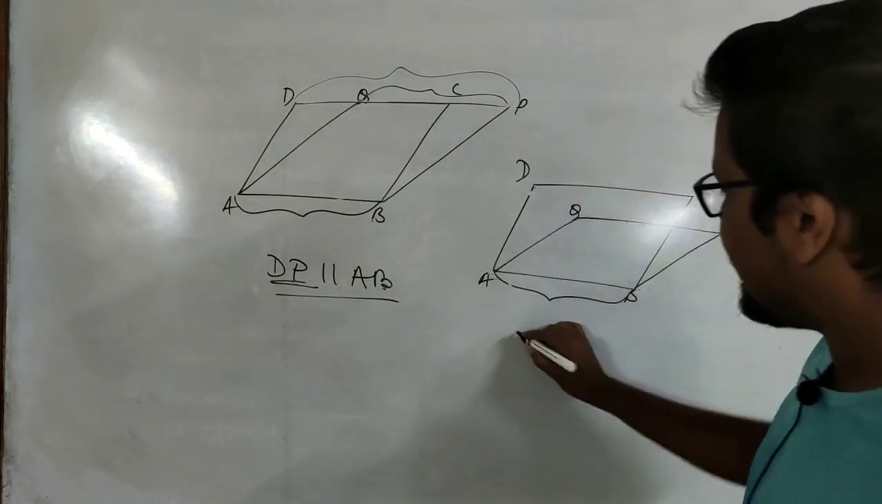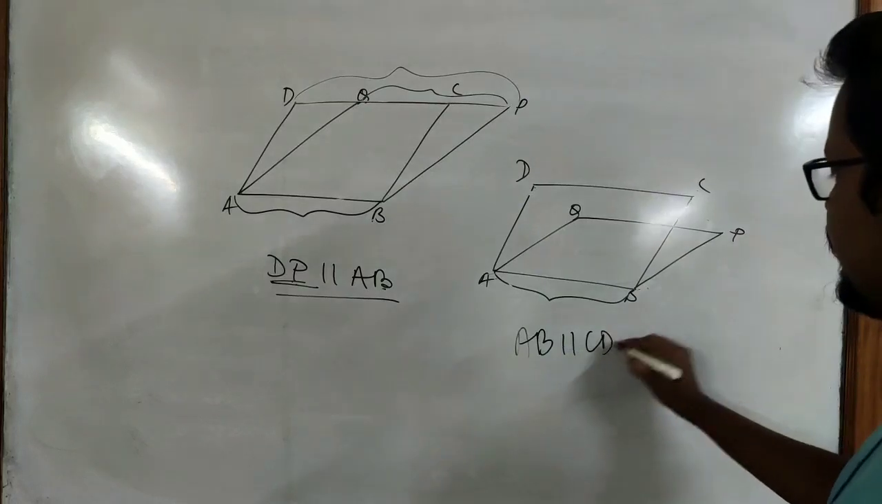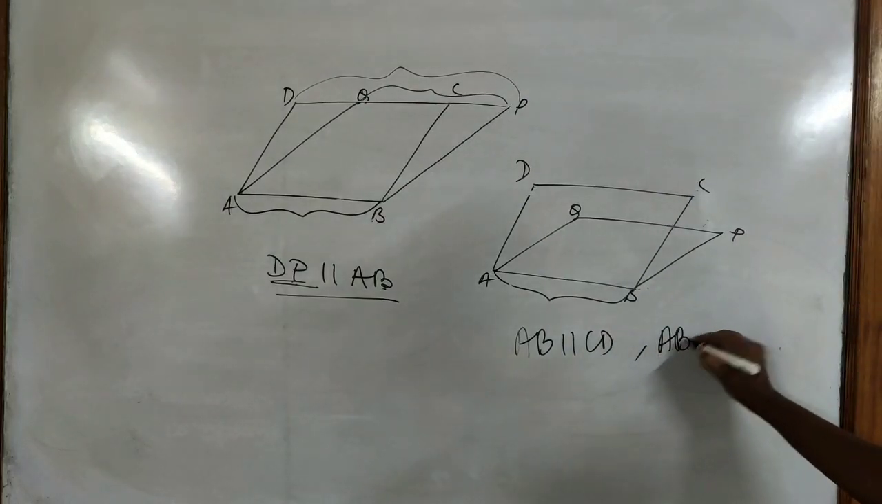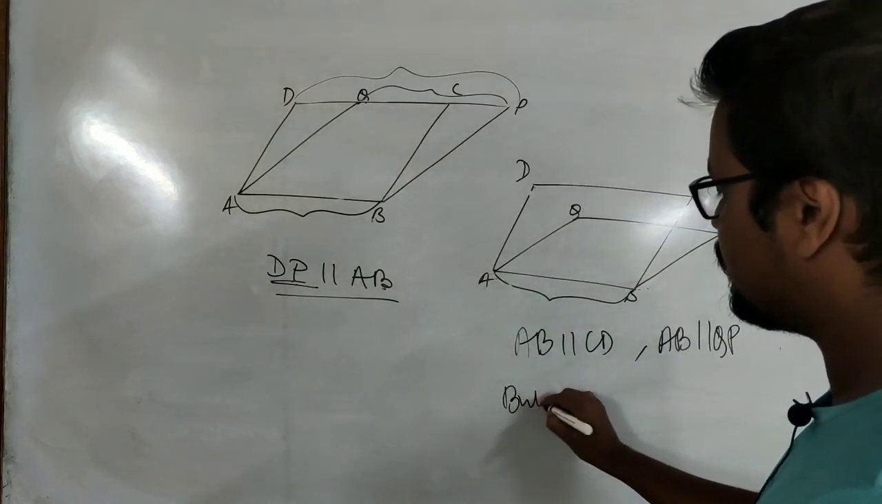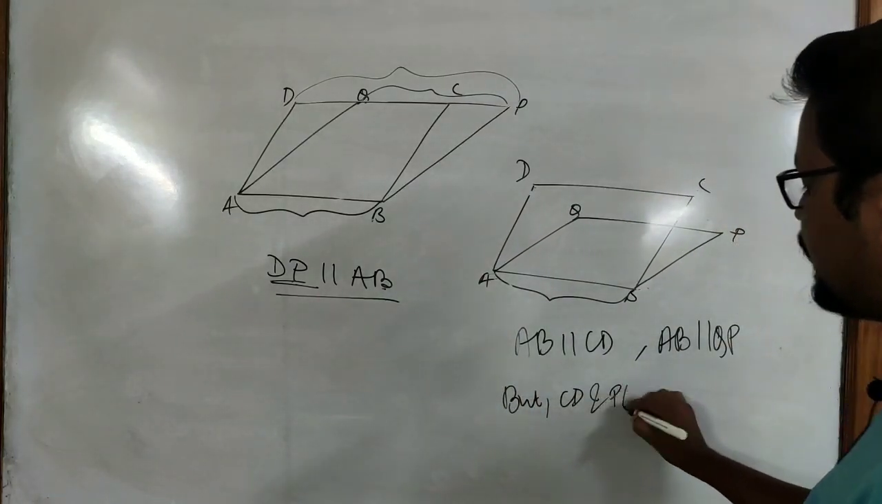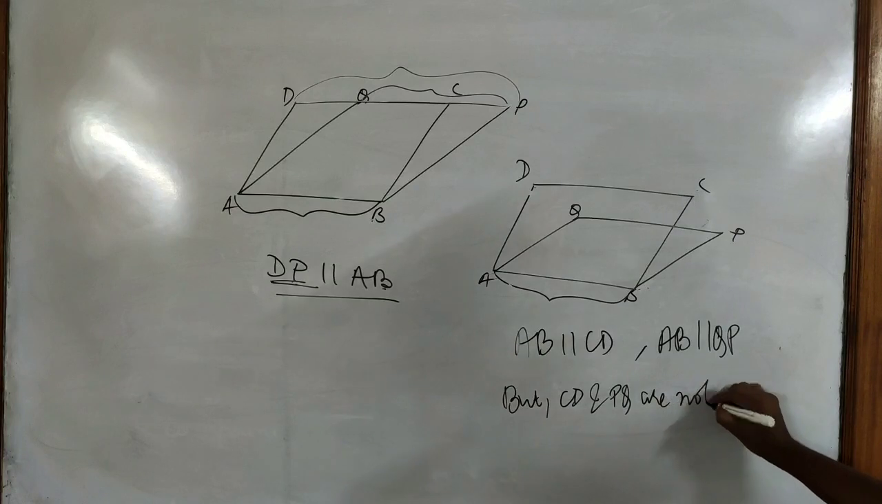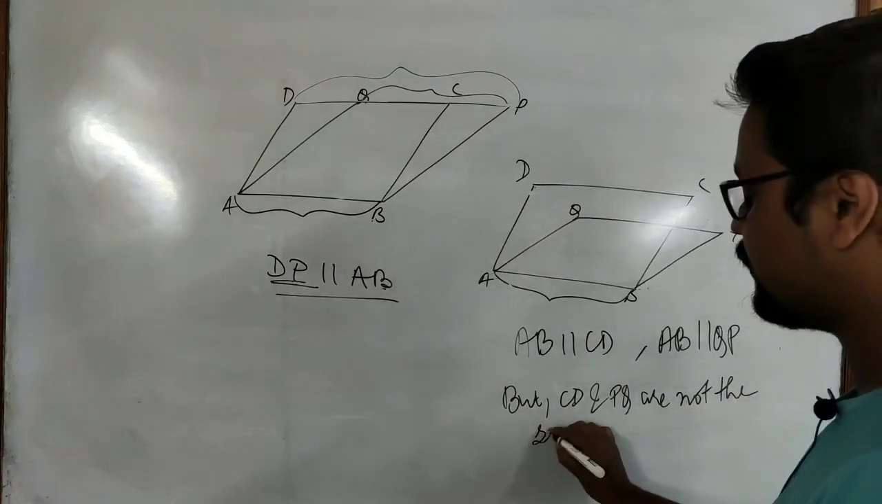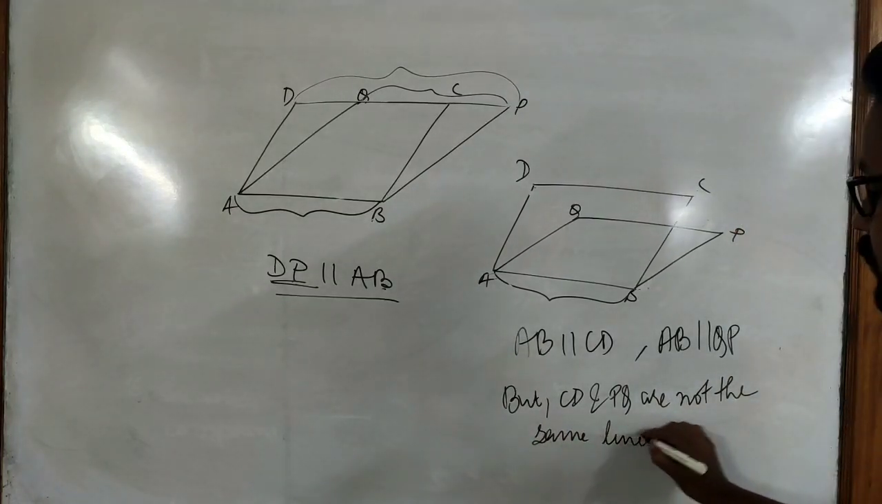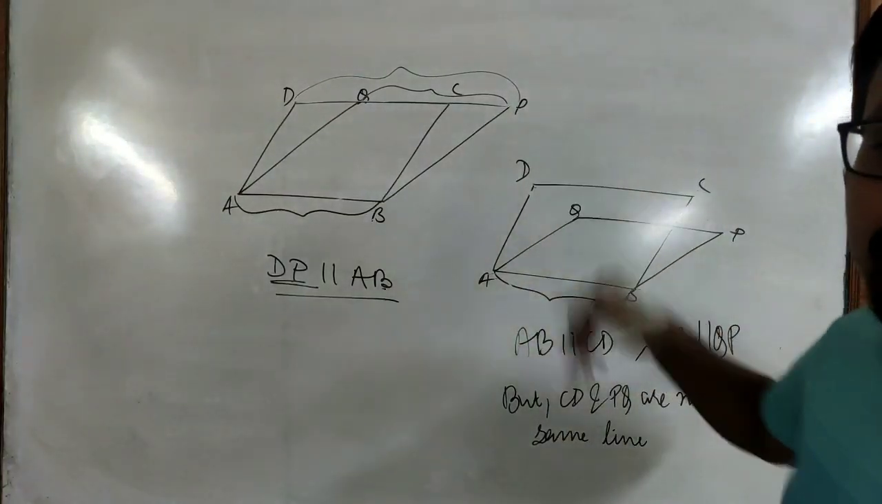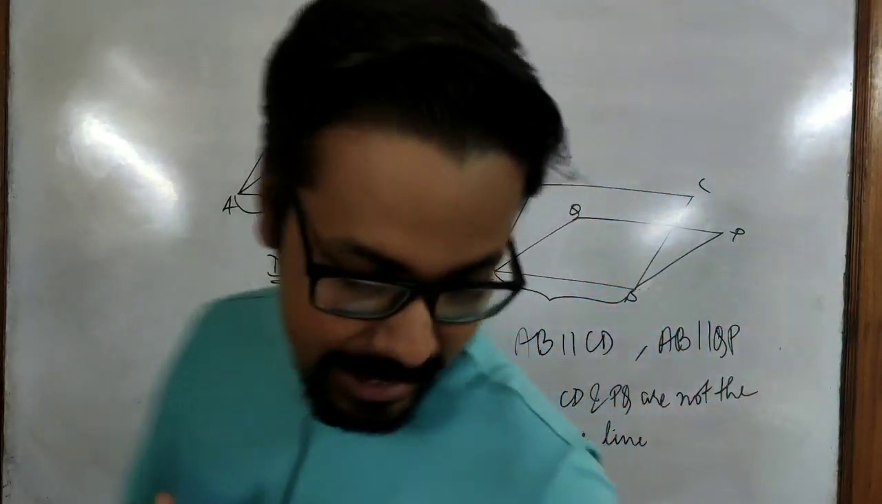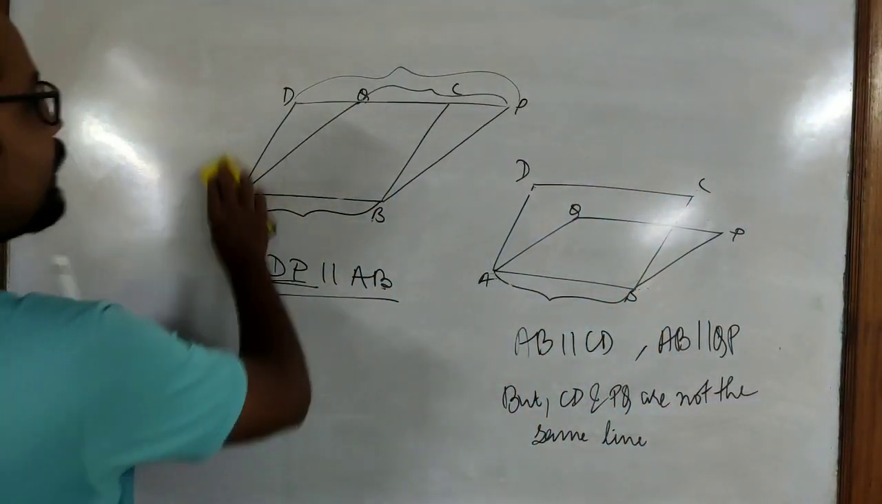That means AB is parallel to CD, at the same time AB is parallel to QP or PQ, but CD and PQ are not on the same line. Therefore, we can say that although they lie on the same base, they do not lie between the same parallel lines. Let us draw one or two more figures to make it even clear.